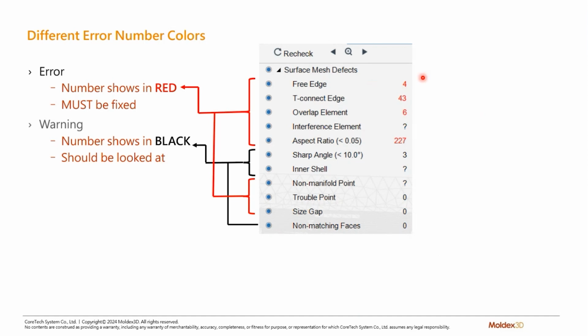The red means that it must be fixed before we do the solid mesh, and the black is a warning. Our mesher should still be able to handle this, but it should still be looked at and just be aware of before moving on to the solid mesh. And I'll get into that in a little more detail.